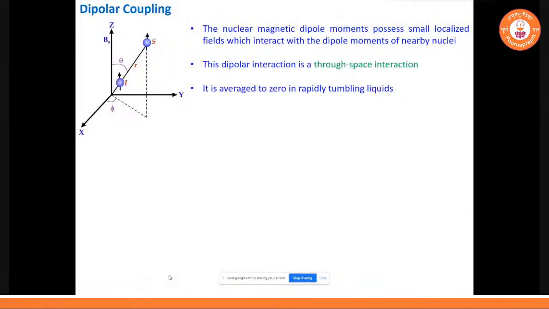Adding fuel to the fire, dipolar coupling comes into the picture in solids. This is a through-space interaction between two spins. That means even though spins are not bonded, they are separated by some distance in space, and they will talk with each other. Whereas this is averaged out because of the random tumbling of molecules in solution, in solids it comes into the picture.